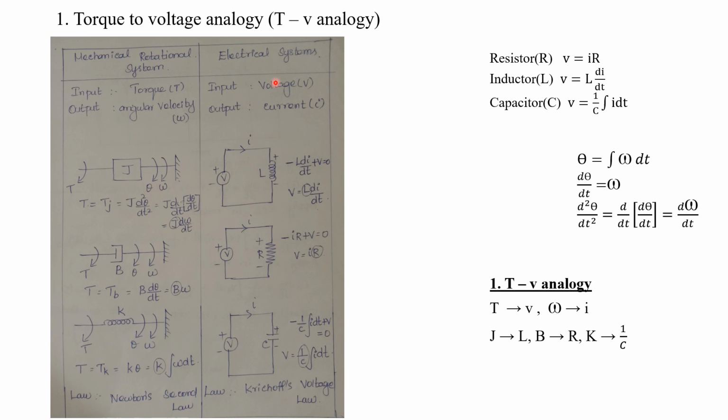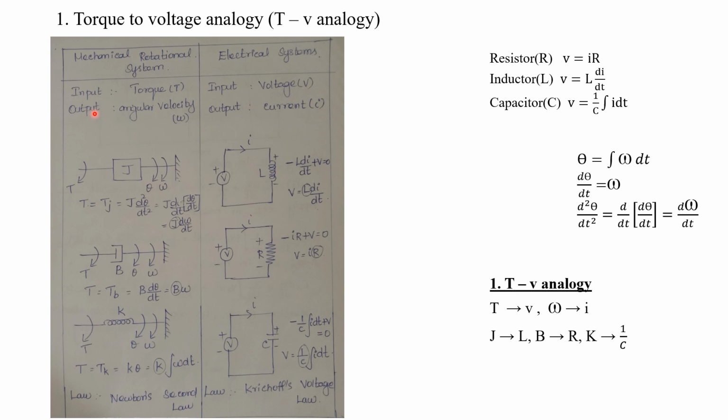So listen, first one is the torque to voltage analogy, that is also known as T to V analogy. Here we are going to convert a mechanical rotational system into electrical system by using a torque to voltage analogous circuit. First we have to consider the mechanical rotational system. What about the input signal for mechanical rotational system? That will be a torque, which will be represented by capital T. Now the input for an electrical system will be a voltage, because we are considering torque to voltage analogy.